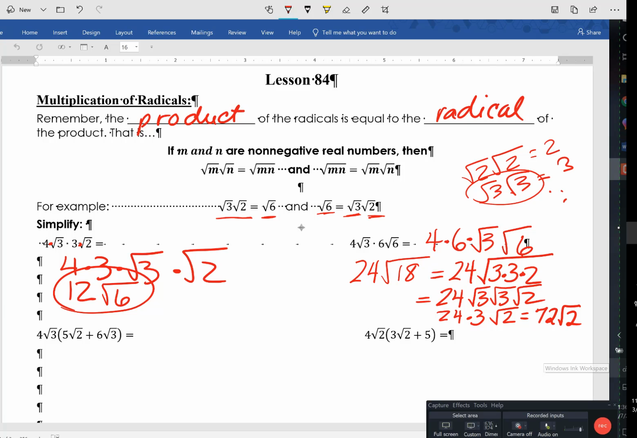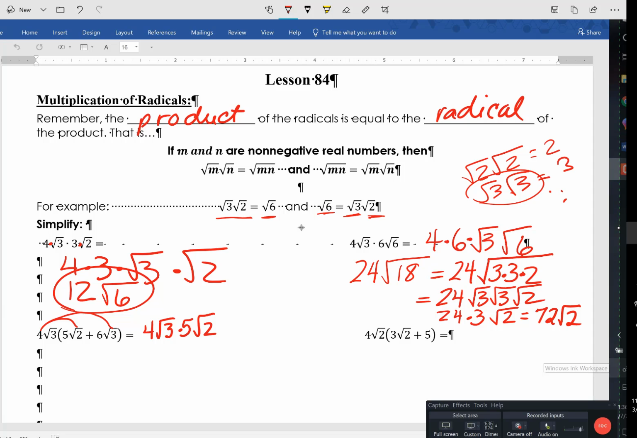All right. Now we've got some problems that involve using the distributive property. So here I've got 4 square root of 3 times this sum, which means I have to multiply 4 square root of 3 times the first addend and then also times the second addend and add those two things. So 4 square root of 3 times 5 square root of 2, that's 4 square root of 3 times 5 square root of 2.